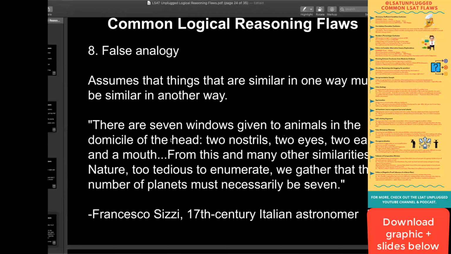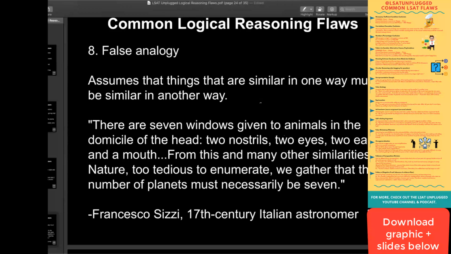To me, this argument seems completely nonsensical, but the idea is that they say from this and many other similarities in nature, and I think that's the key. Because these things are similar in many ways in nature, and of course, very conveniently, it's too tedious for this guy to enumerate, then the number of planets must be 7 overall. So they've drawn a very extreme claim based on things being similar in certain key ways, and this guy hasn't even bothered to explain what those similarities are. So this is really a questionable argument here.